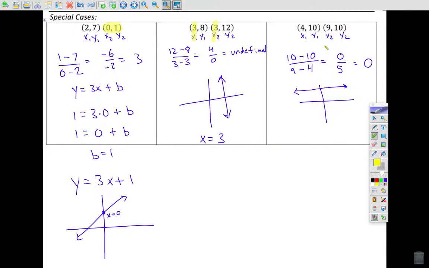To figure out the y-intercept, we're just going to look at the y-coordinates. Every y-coordinate of every point on this line is going to be 10. So this is going to cross the y-axis at 10. It's never going to go up or down. So the equation for this line is y equals 10.